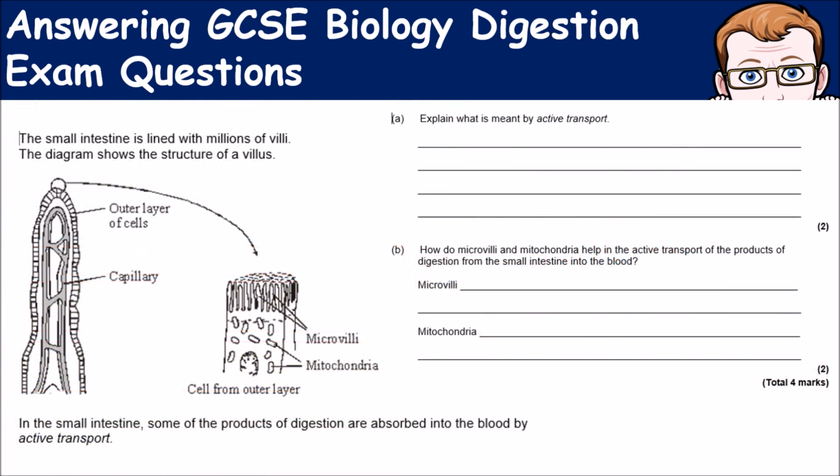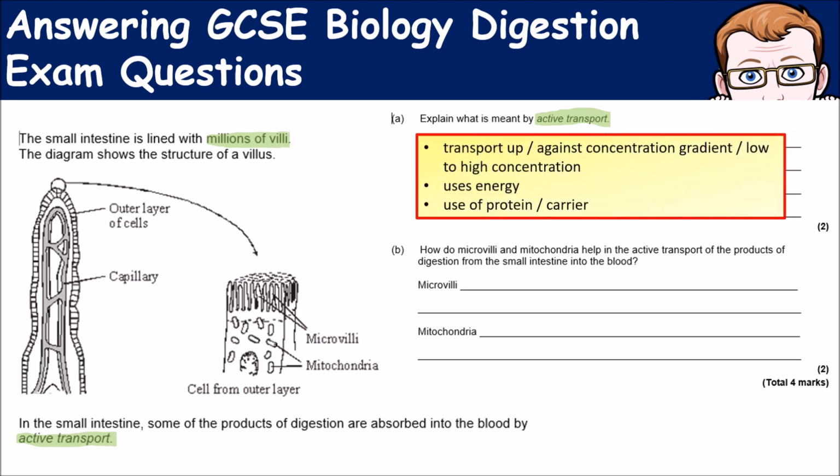So we look at the question. It starts off: the small intestine is lined with millions of villi, and the diagram shows this below. In the small intestine, some of the products are absorbed into the blood by active transport. Active transport is moving things against the concentration gradient. So for what is meant by active transport, the key things to talk about are moving against the concentration gradient, using energy from respiration, and needing a carrier protein to do this.